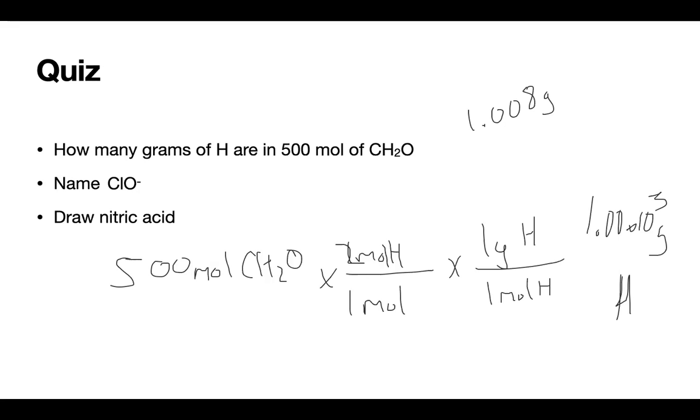So what is the reference number for chlorine? 3? Sorry, yeah, so it's 3. So we see we're missing 2 oxygens. So yeah, you guys are correct. It would be hypochlorite. Alrighty.